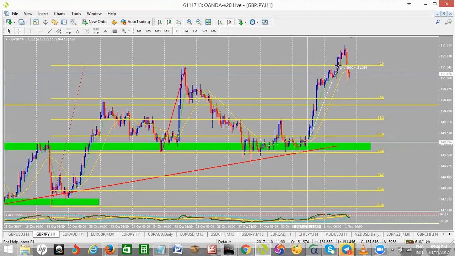Yeah, 200 pip move. No drawdown. Straight up move. No panic. That's amazing. Don't panic in the market. Straight up, it moves up.